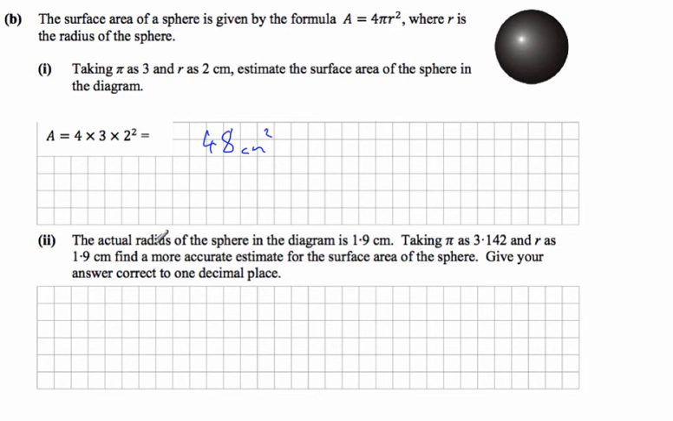Okay, part 2 says the actual radius of the sphere in the diagram is 1.9. Okay, so not 2, it's actually 1.9. Taking pi as 3.142 and r is 1.9, find a more accurate estimate for the surface area of the sphere. Give your answer correct to 1 decimal place. Okay, well the area of a sphere is 4 times, instead of 3, we take pi now as 3.142. And then we multiply that by 1.9 squared. The radius squared, which is 1.9. And then we put that in our calculator.